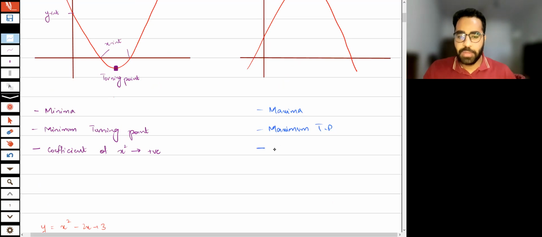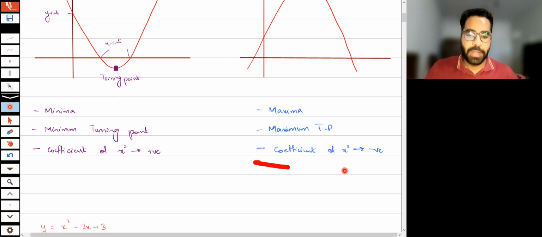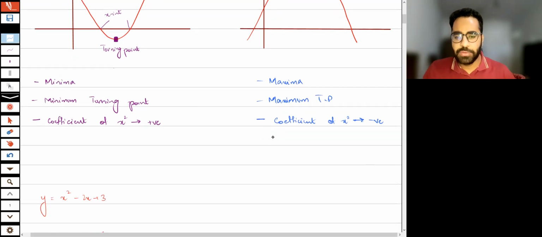And when do we get a maxima? When the coefficient of x squared is negative. We get a minima when the coefficient of x squared is positive. We get a maxima when the coefficient of x squared is negative. For example, I have y equals 5 minus 2x minus x squared. You can see that the coefficient of x squared is -1. Therefore, your graph would be a maxima.